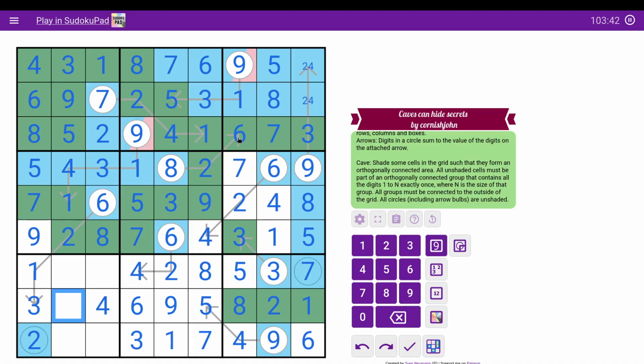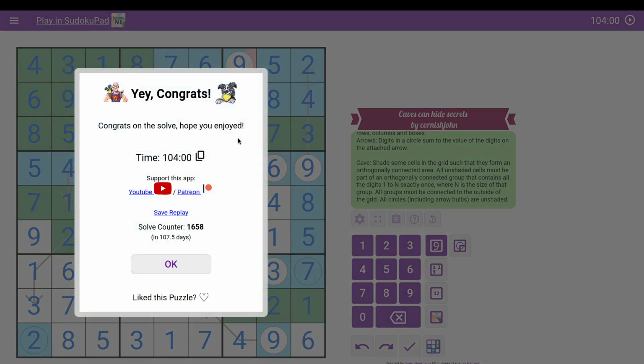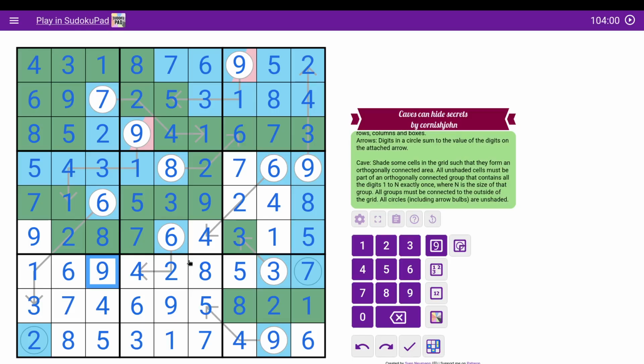Yeah, I didn't need any special rules for the bottom part at all. Just the arrows. 3, 4, 3, 4, 5, 6, 7, 8, 9. Wow, that was a bit of a marathon.